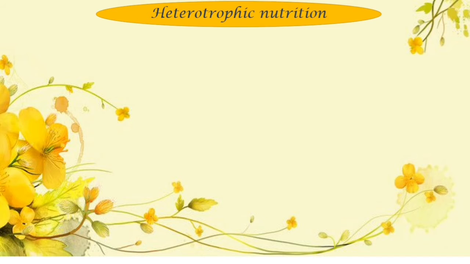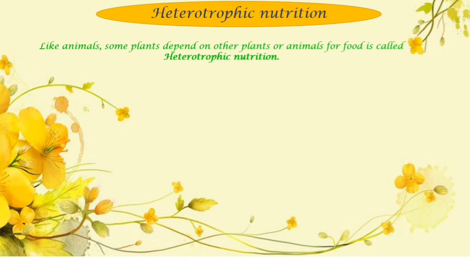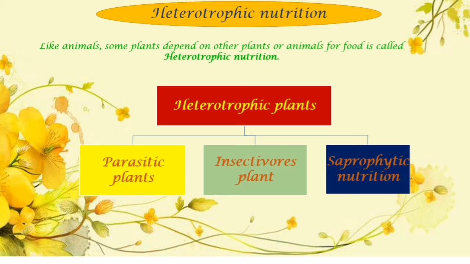Having learnt about autotrophic nutrition, let us learn about heterotrophic nutrition. So here it is. Like animals, some plants depend on other animals or plants for their food, and this is called heterotrophic nutrition. So the dependent one is called heterotrophic nutrition. We also fall under this process. We cannot prepare our own food, as I discussed earlier in this video. Heterotrophic nutrition is divided into major divisions like parasitic plants and insectivorous plants, and a separate type, saprophytic nutrition, happens in certain plants. We will discuss this in the next slides.